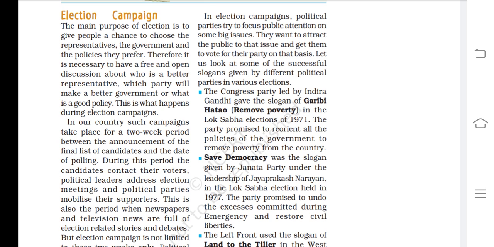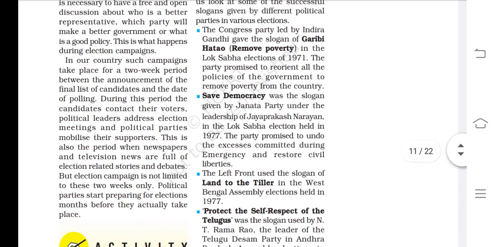Now, newspapers and television news are full of election related stories and debates. But election campaign is not limited to these two weeks only. Political parties start preparing for election months before they actually take place. Election campaigns start about 1 month before the elections.